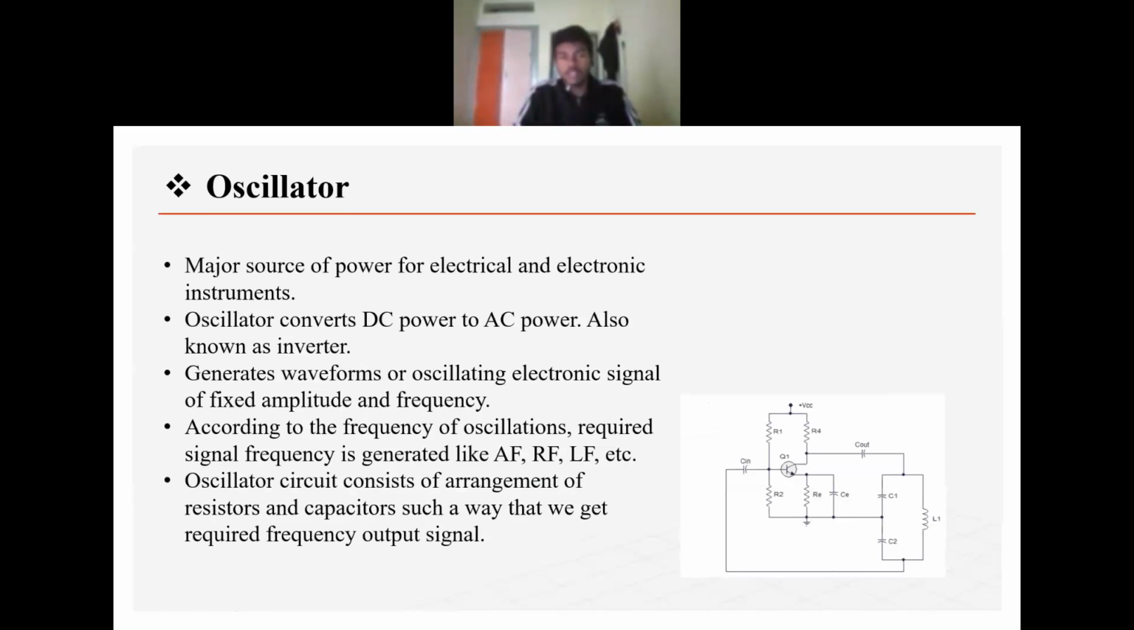Now, what is an oscillator? An oscillator is a major component in almost every electronic equipment, where DC current is converted into AC current. This is also known as an inverter. In an oscillator, due to the arrangement of resistors, capacitors, and inductors, we'll be generating signals like audio frequency and radio frequency waves. This circuit is designed in such a way that the required frequency oscillations will be generated.